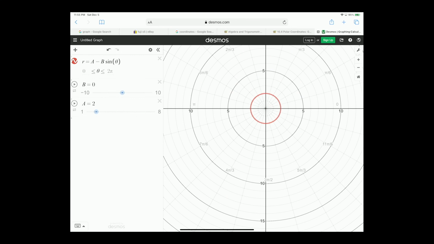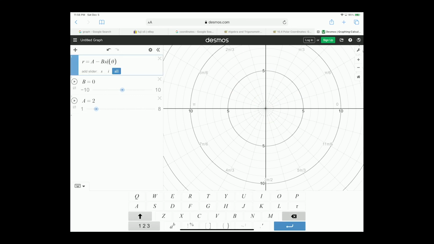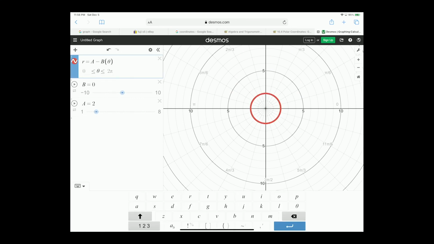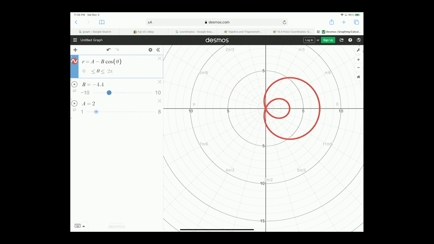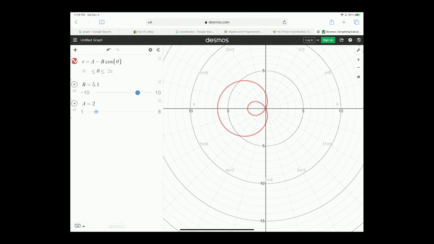If you change that to A minus B cosine theta, that's just going to change the orientation again. Cosine, left and right instead of top and bottom. So there's that kind of shape. And that, and the roses, I should say, are one of the interesting ones that you had on your list of stuff that you could plot.